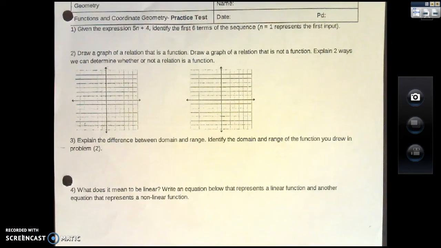Hello everybody. We are taking a look at our first practice test for functions in coordinate geometry. So we're going to take a little walkthrough through this and see how we do.